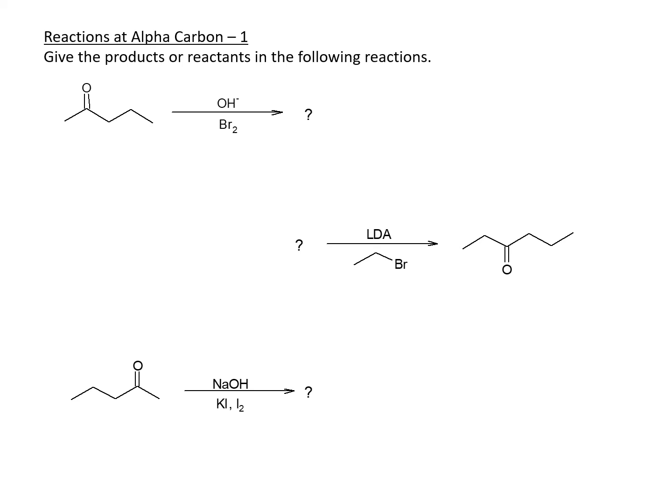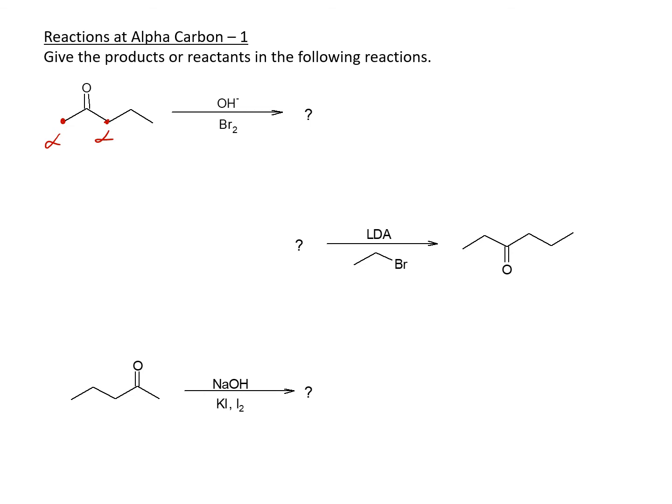Here we are supposed to give the products for these reactions and the alpha carbon. So alpha carbon, remember, is always going to be the one that is next to the carbonyl. So for example, this one has 2 alpha carbons. Okay, so in the first reaction that we have here, you have the ketone treated with hydroxide and then Br2.